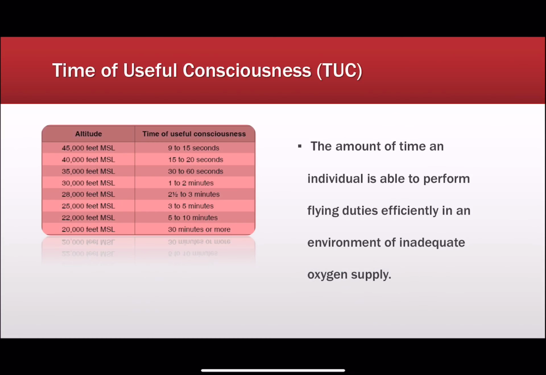In correlation with hypoxia, there's the time of useful consciousness. This is the amount of time an individual is able to perform flying duties efficiently in an environment of inadequate oxygen supply. Starting at 20,000 feet in this chart, you have 30 minutes of useful consciousness. Once you get up to 40,000 feet, you only have 9 to 15 seconds. This is important for every pilot to know in order for them to know how long it's going to take them to lose consciousness and not be able to fly the plane.